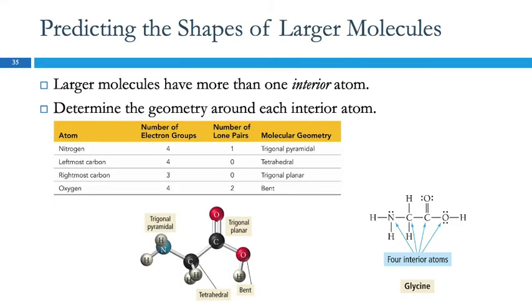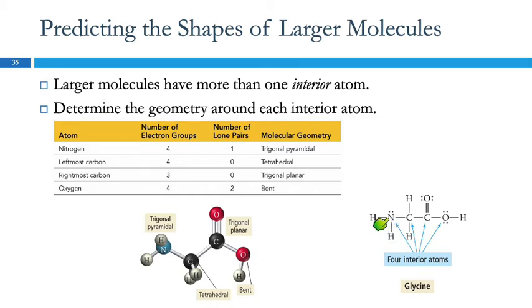What if we have more than one interior atom? And we don't call them a central atom anymore. We call it an interior atom. Well, then what we're going to do is look at the geometry around each of the interior atoms. So here we have the Lewis structure for glycine, an amino acid. And there are 4 interior atoms, atoms that are bonded to more than just one other atom. So we can look at each of them.